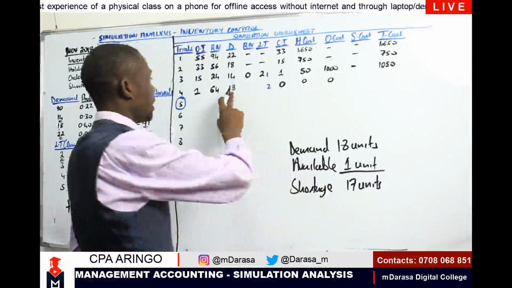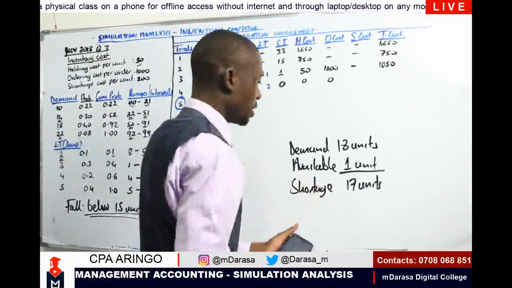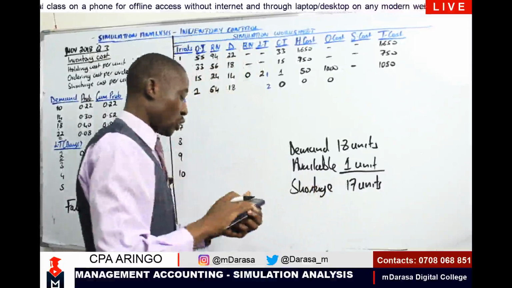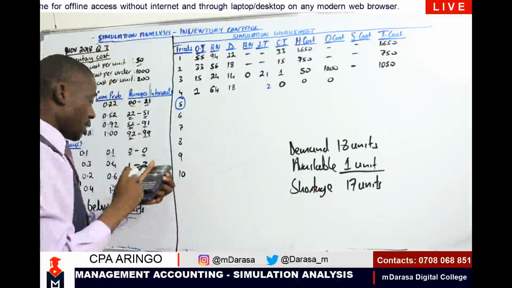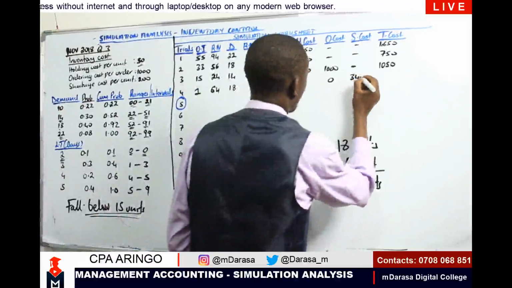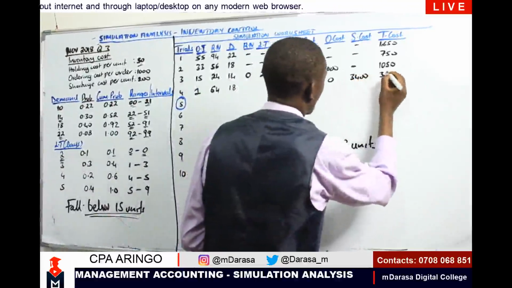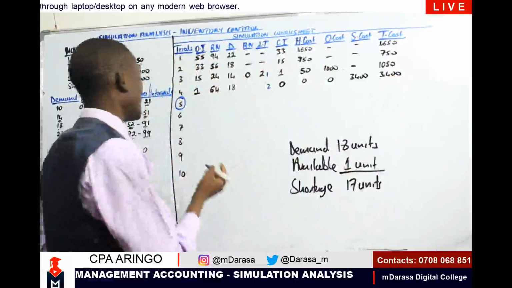Because my demand was 18 and I only had 1 unit. Our shortage units is 17. And shortage cost per unit, I was given a figure of 200. To give us a total of 3,400. Correct?